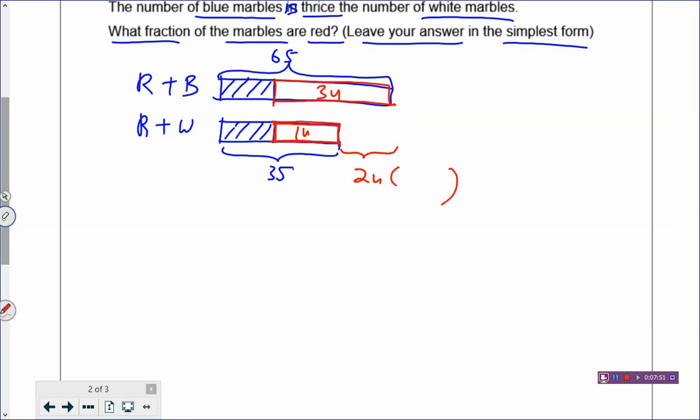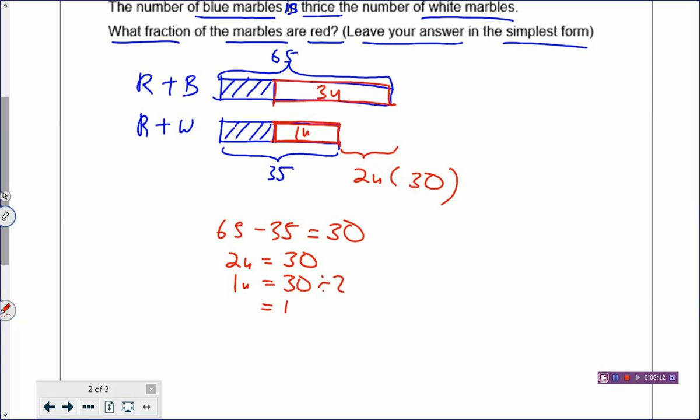Now you compare the whole numbers. The longer rectangle minus the shorter rectangle, and you get a difference of 30, right? So you compare the whole numbers and you find the differences again. Now you can see that your 2 units is equal to 30. So your 1 unit must be 30 divided by 2, and you get 15.